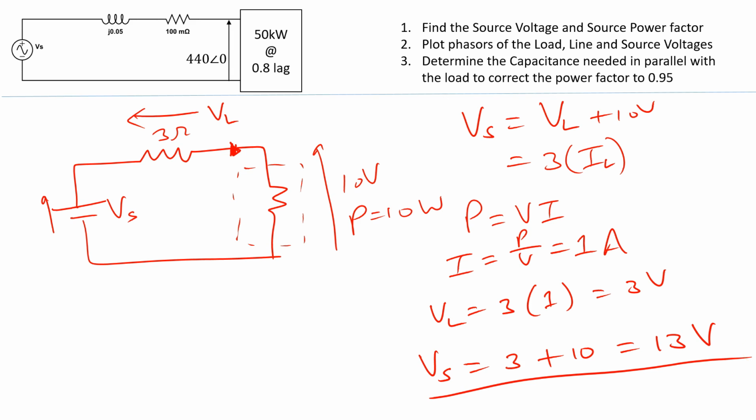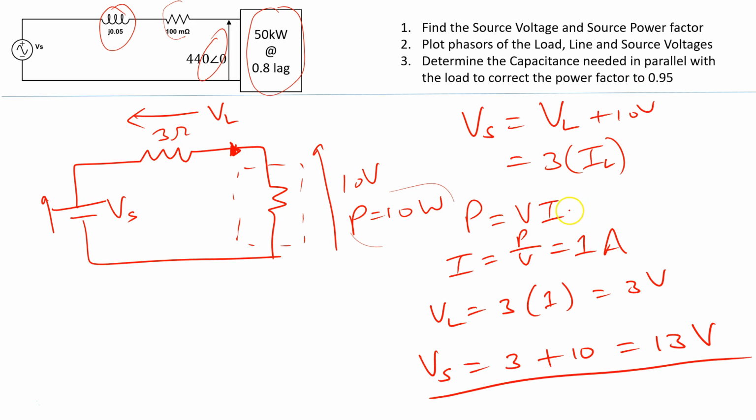And that is basically the same thing I'm going to do with the next problem, with our AC analysis problem, except instead of just having P as 10 watts, now I have 50 kilowatts with 0.8 lag. I have an angle to my voltage. I have some reactance here. So it's a complex number problem. But that is basically the only difference. The procedure we go through is the same.